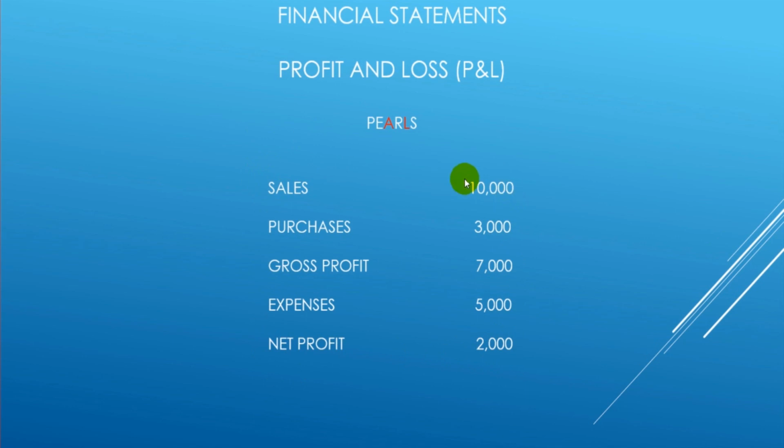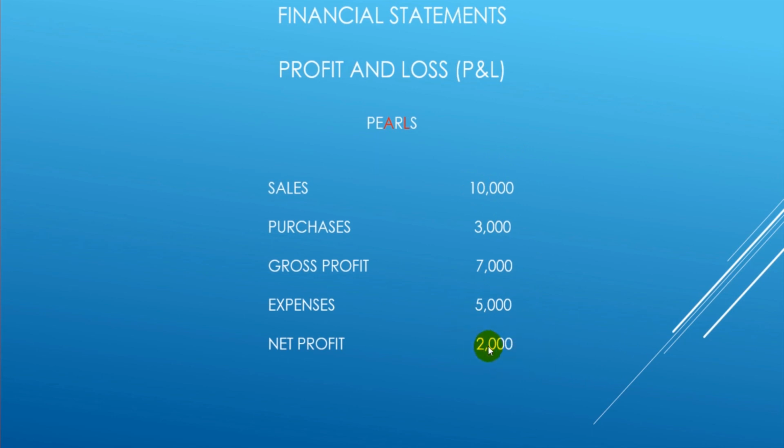Now we have a very simple profit and loss statement on the screen here. So we have sales minus purchases gives us our gross profit. Sometimes purchases is referred to as cost of sales. And then we have expenses after gross profit gives us our net profit. So if we look at this calculation here, we have 10,000 sales minus 3,000 purchases or cost of sales gives us 7,000 gross profit, minus the expenses, or sometimes this is referred to as overheads, gives us a net profit, so an overall profit of 2,000. So you can see the breakdown from sale to profit, 10,000 to 2,000.